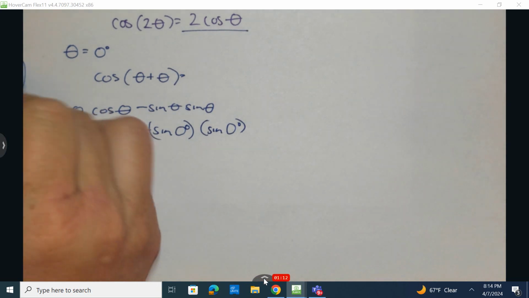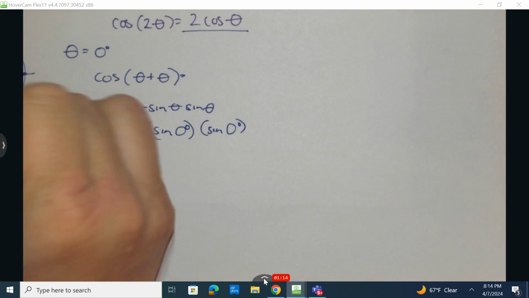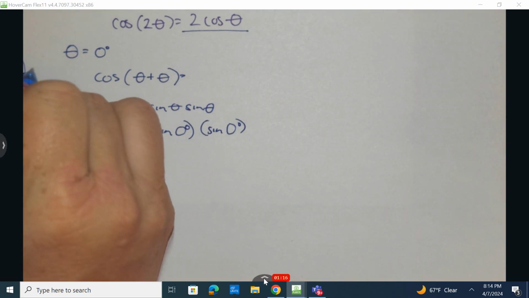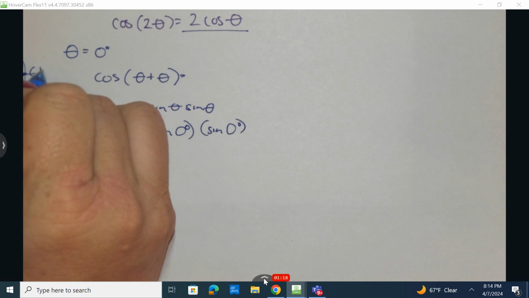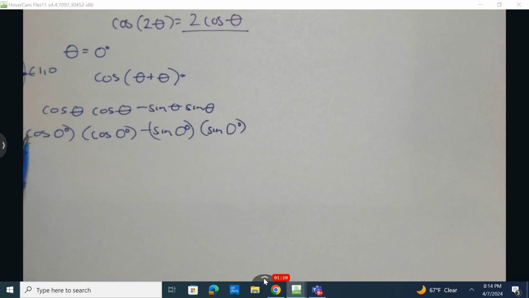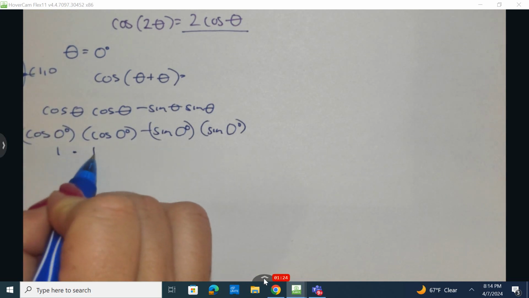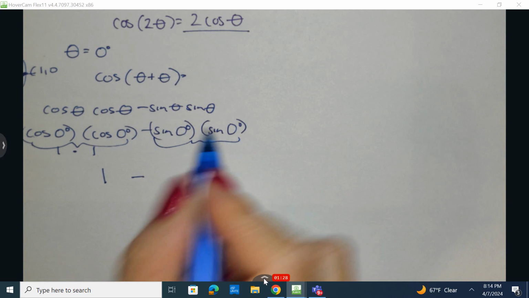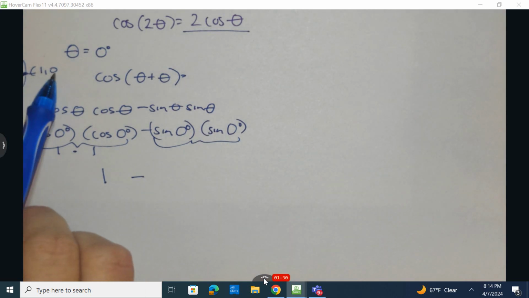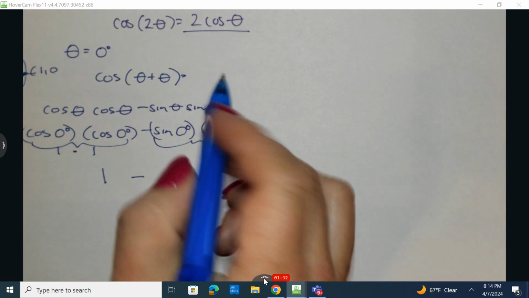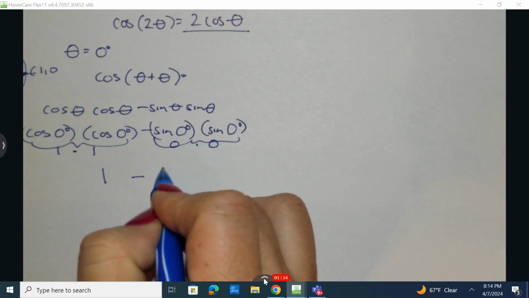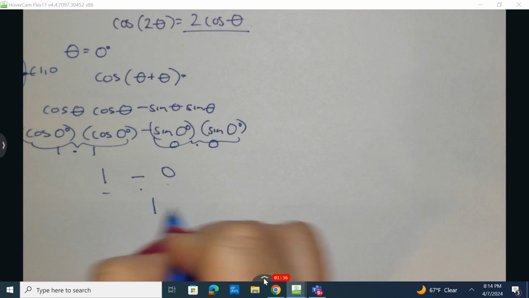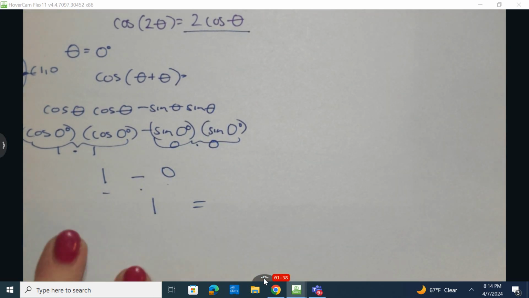So let's go to 0 degrees. It's right here. At this position, at 0 degrees, we have an ordered pair of (1, 0). So the cosine of 0 degrees is 1, and 1 times 1 is 1. Now let's do the back side of this problem. The sine at 0 degrees is 0, and 0 times 0 is 0. 1 minus 0 is 1. On the left-hand side, I have 1.